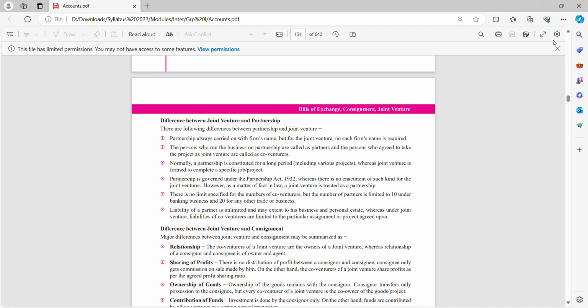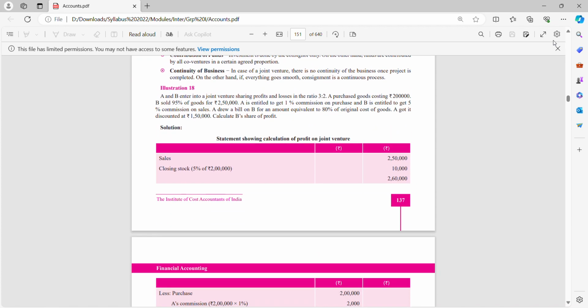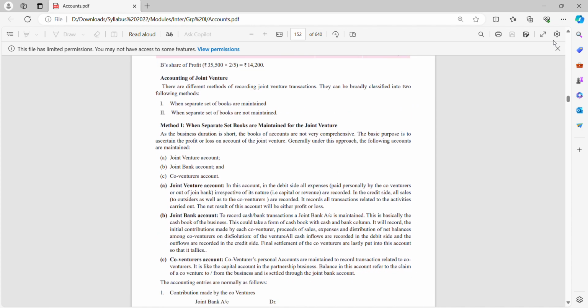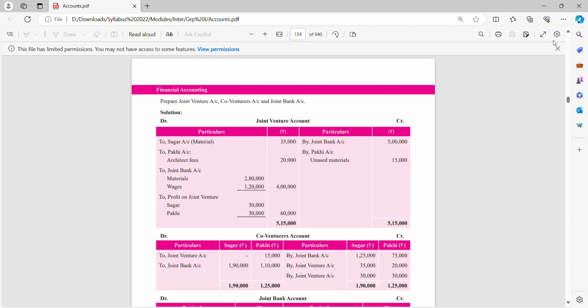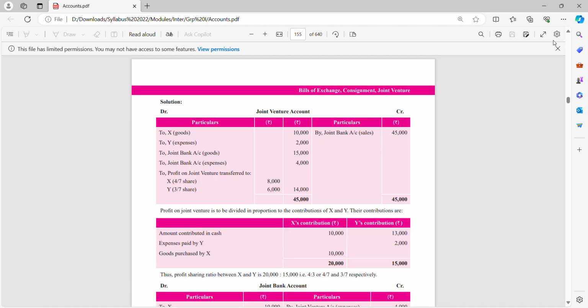A small read is fine. Joint venture and consignment, again a small read is fine. Important answers. It is very easy to understand. Now I have illustration number 18, and then a few journal entries, and then again a few sums.